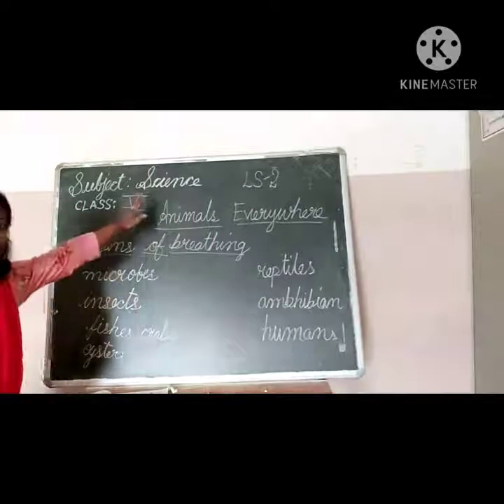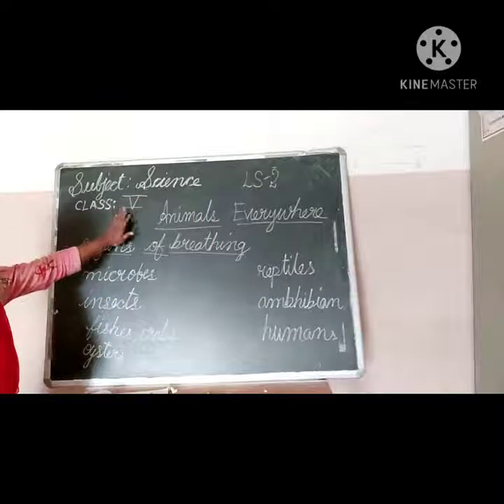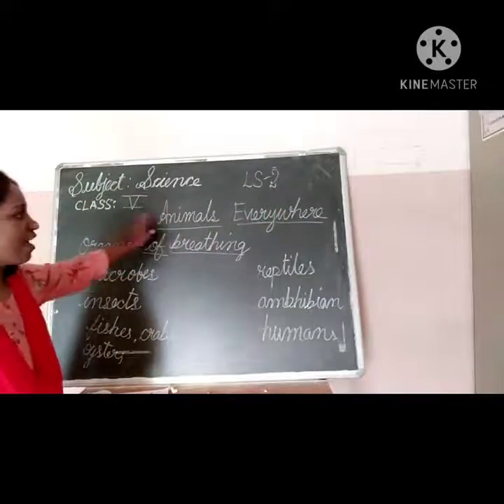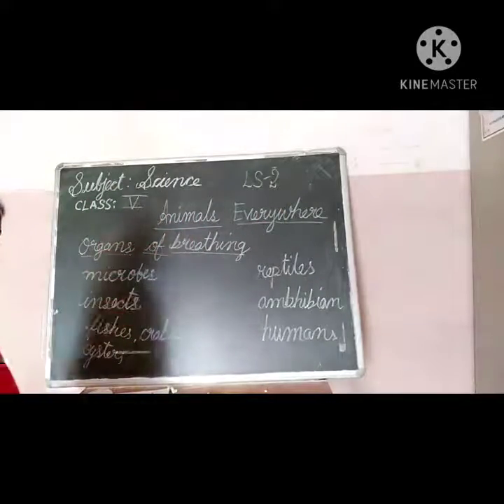Class 5 children, today I am going to teach you the subject of science. What is the lesson number 2? The lesson number 2 is Animals Everywhere.